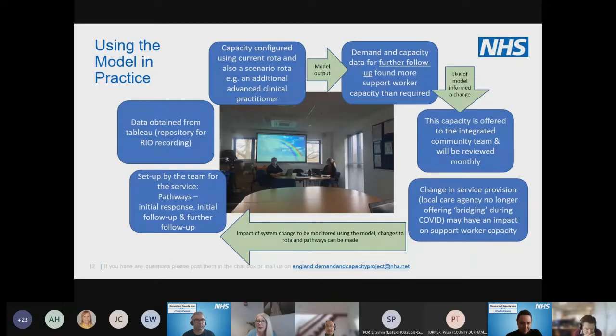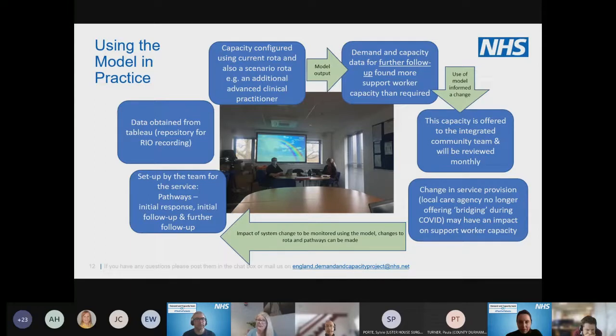So just a little bit more about how the team used the model, as we said before. The team set up the model themselves. It's for them to use. They put the pathways in terms of what they provide for patients. They obtain data from their Tableau, which is their repository for their RIO reporting, which has the demand data, so the referral date and time. They also were able to filter out referrals that were declined, so those that were deemed inappropriate. So they only put in the demand for patients that they'd accepted.